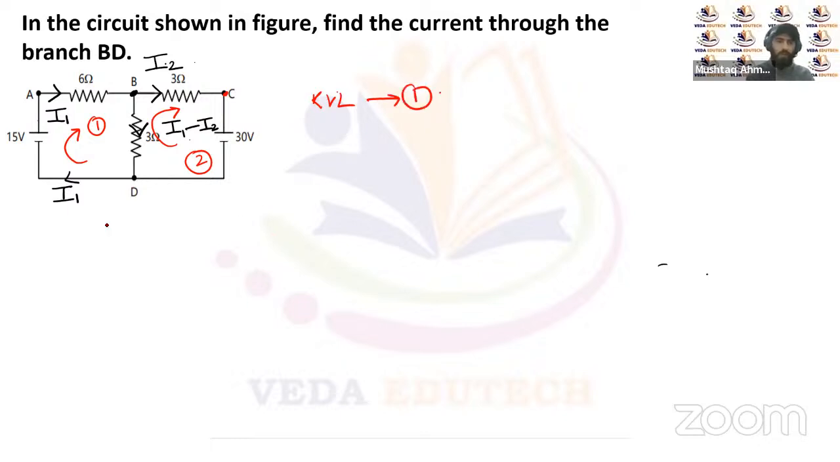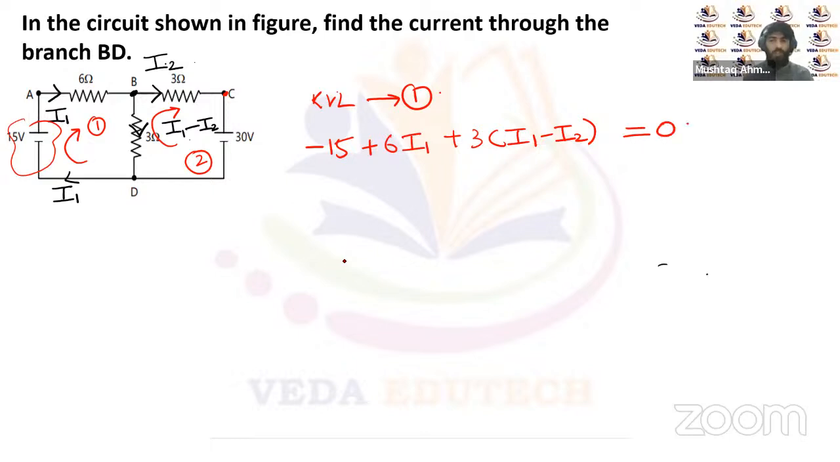So in loop 1, the KVL will be: we are initially facing this 15-volt battery, and first we'll face the negative terminal of this battery. We'll write it as minus 15. And then we are moving along the direction of the current here in 6 ohm, so we'll write it as 6I1. Here we are also moving along the direction of the current, that's I1 minus I2, so we'll write plus 3 times I1 minus I2. That's it, the loop is completed. We'll put it equal to 0.